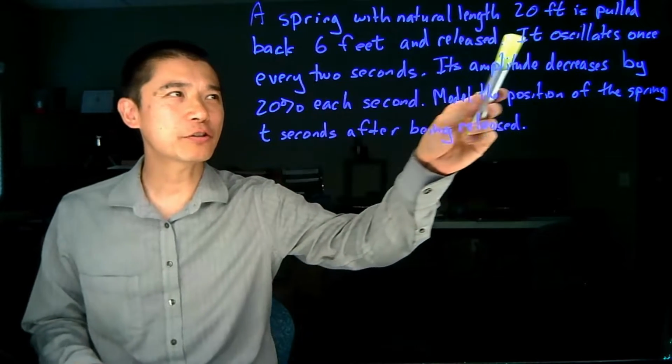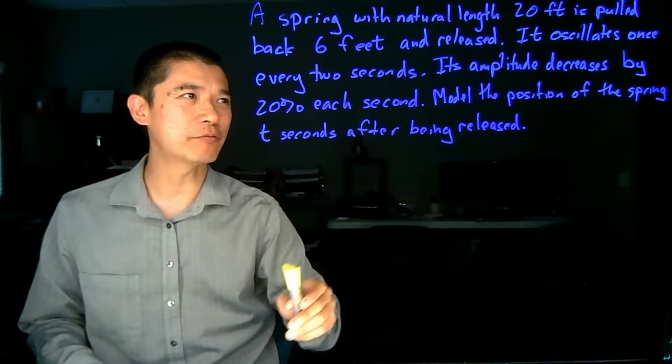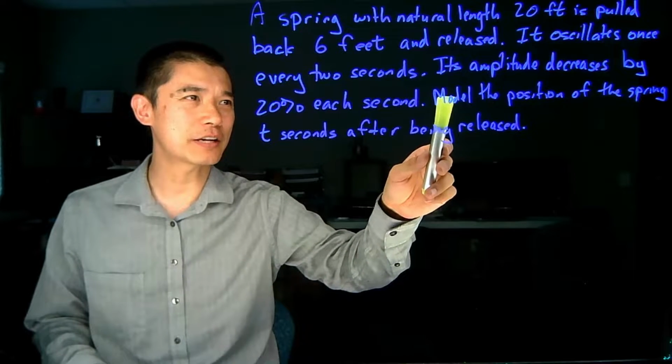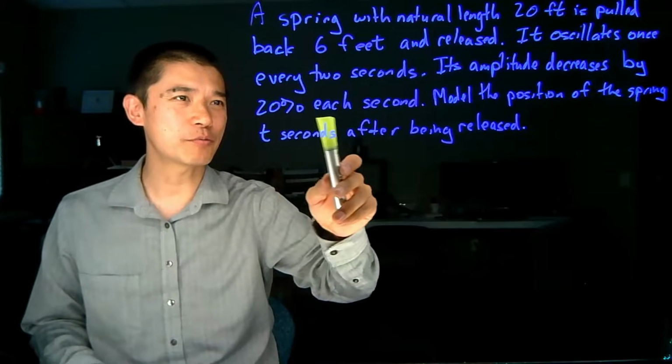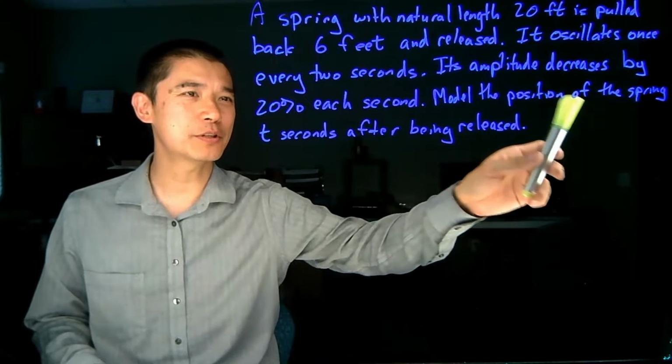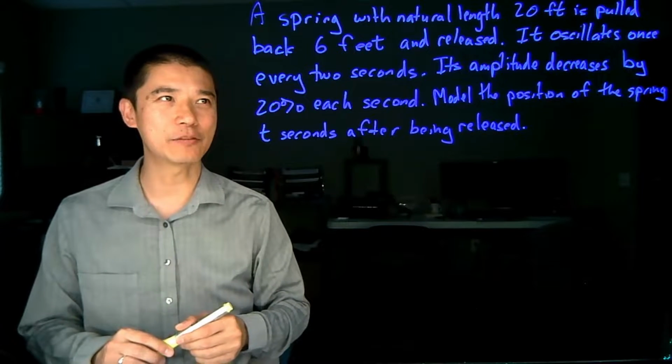A spring with natural length 20 feet is pulled back 6 feet and released. It oscillates once every 2 seconds. Its amplitude decreases by 20% each second. Model the position of the spring t seconds after being released.